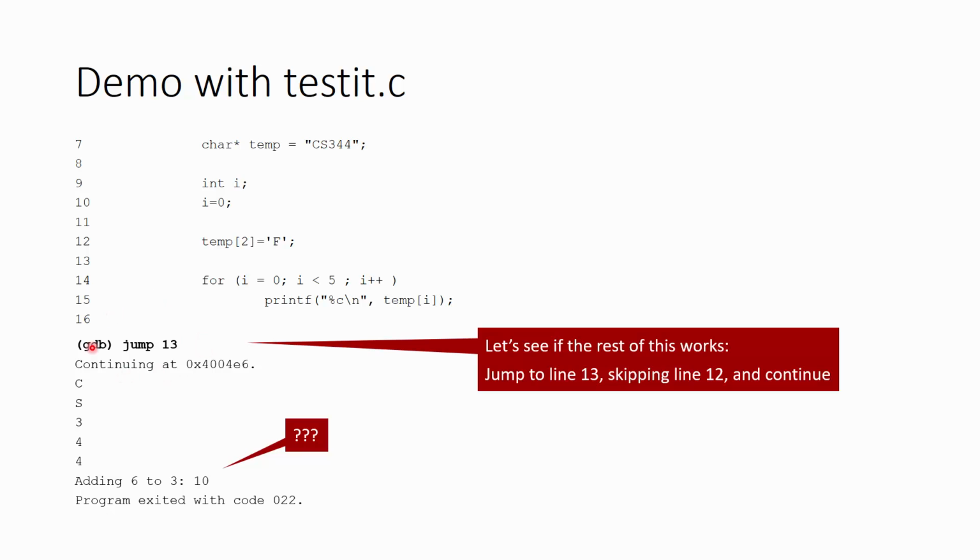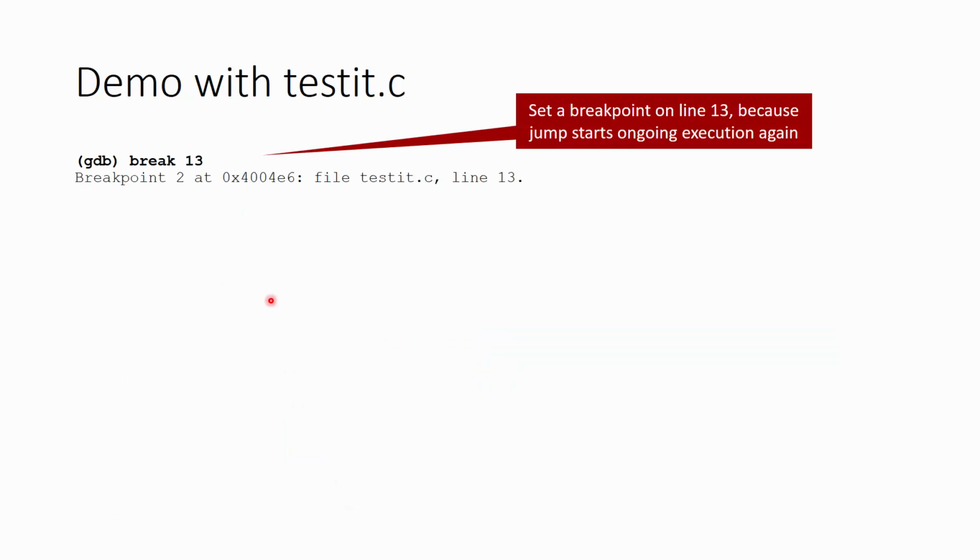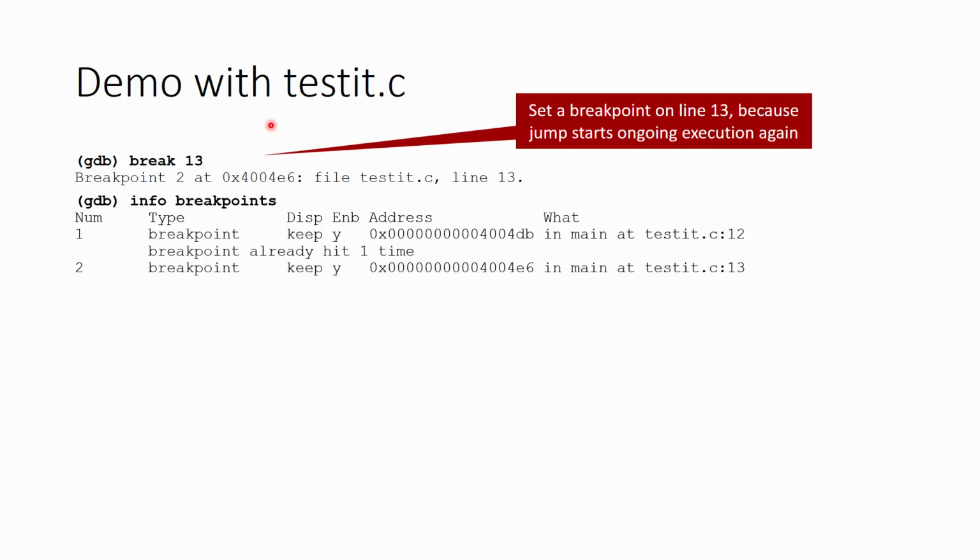So we might have dodged this particular error, but we still encountered that there is something wrong with this particular program. So we'll set a breakpoint at line 13 because jumping to line 13 was nice, but starting up execution and then running was not so handy. So we'll set a breakpoint at 13. And just to demonstrate a new command here, info breakpoints tells us information about the breakpoints.